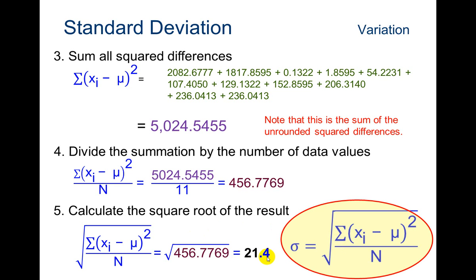So when I take the square root of 456.7769, I get 21.4, which when I look at my data set, 21.4 is actually kind of large because my range was from 2 to 63. 21 is almost half of that range. So this means that my data are spread all throughout that 2 through 63.